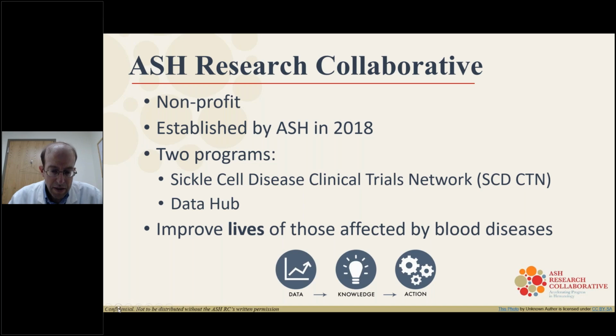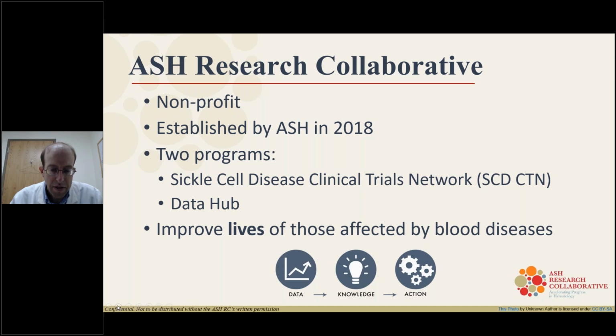It's not to say that there may never be clinical trials networks in other hematologic conditions, but right now the CTN is in sickle cell disease, and also a program that we call the Data Hub. And the Data Hub, which I'll talk more about in just a moment, is a program that is intended to encompass a whole variety of malignant and non-malignant hematologic conditions, including but not limited to sickle cell disease. And the overall goal of the ASH Research Collaborative is to improve the lives of those affected by blood diseases. And we intend to do that in a variety of ways, as we'll talk about through the Data Hub specifically.